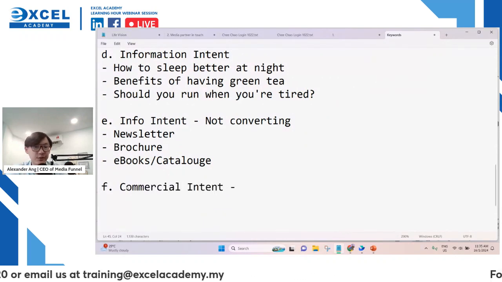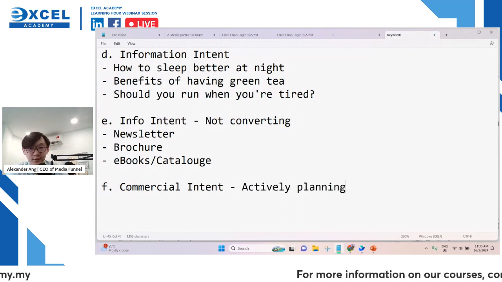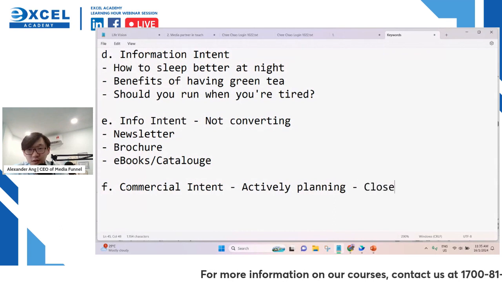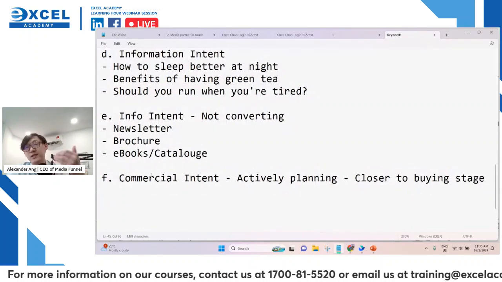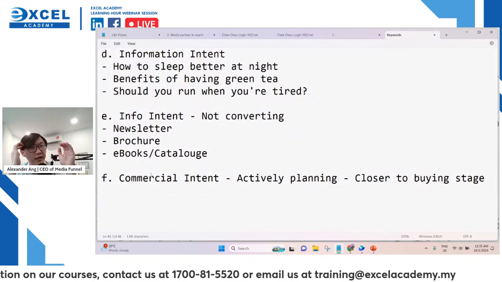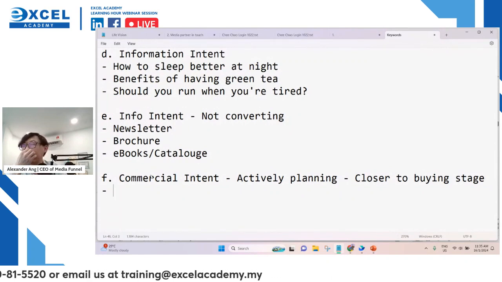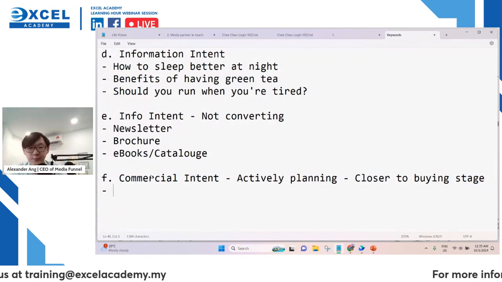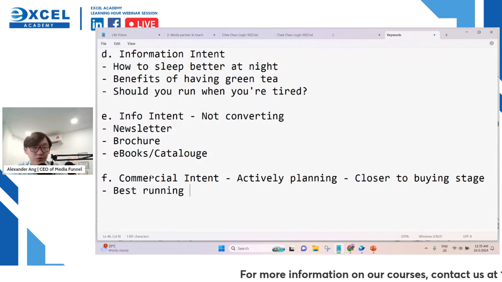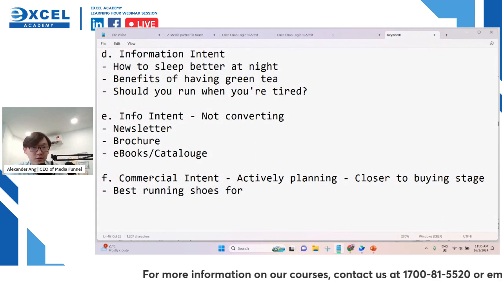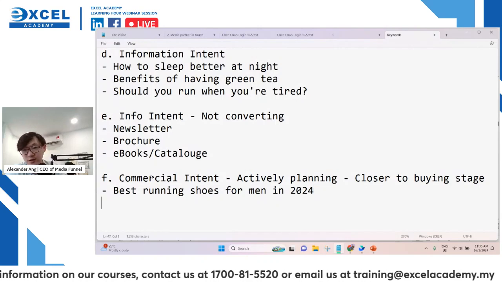Commercial intent usually means they are actively planning something already. They are closer to the buying stage, which means they can buy anytime. So for example, what type of keyword would they be? It looks like "best running shoes for men in 2024." Just something like this I share with you.